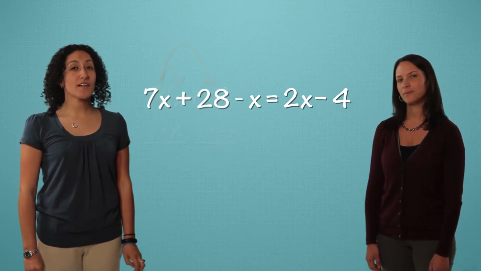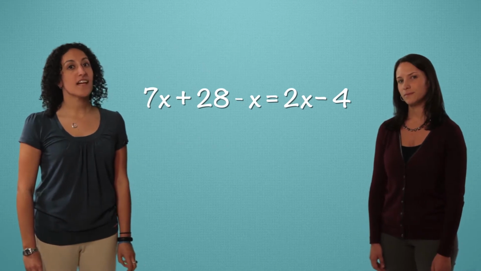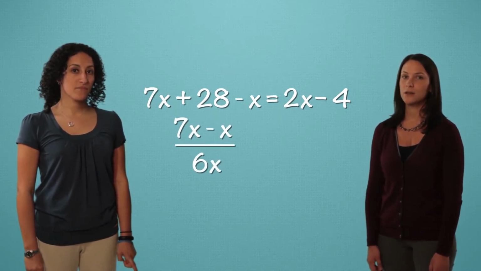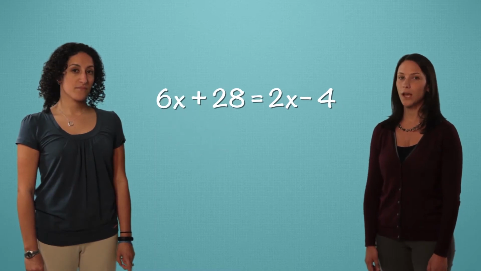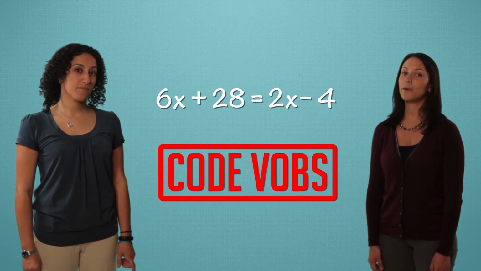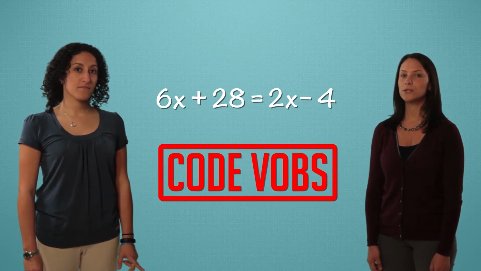Now we have 7x plus 28 minus x. Let's combine like terms here. 7x minus 1x equals 6x. So we end up with 6x plus 28 equals 2x minus 4. Code verbs, we made it! Remember, code verbs means get our variables together.